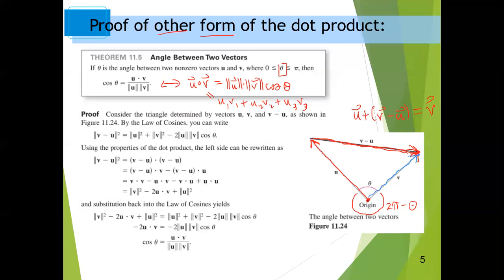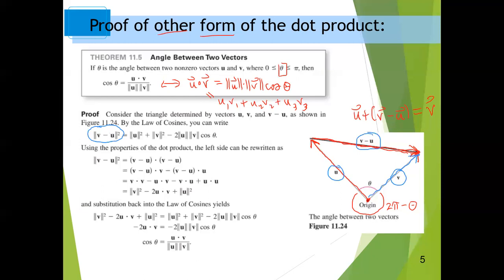Therefore, I can apply the law of cosines, which says that the length squared of the side v minus u, that's the side right here, is equal to the length of u squared plus the length of v squared, almost. The law of cosines says you need to subtract 2 times the length of u times the length of v times the cosine of the angle between. It's just straight up the law of cosines, okay?